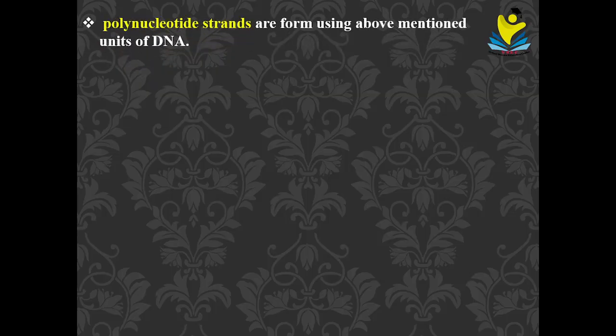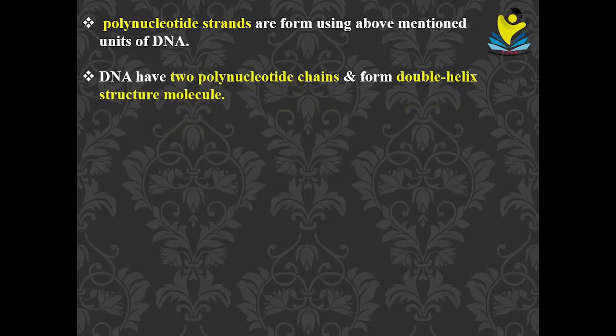Polynucleotide strands are formed using the above-mentioned units of DNA, that is, deoxyribonucleotides. DNA has two polynucleotide chains and forms a double helix structure molecule. Okay, let's go to our next slide.